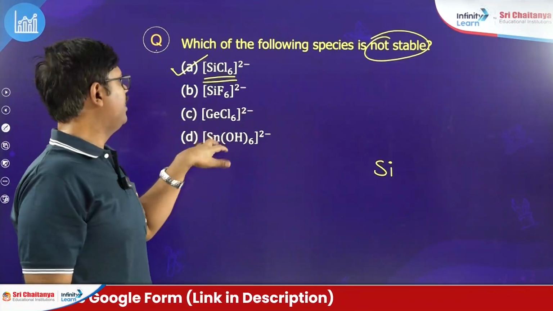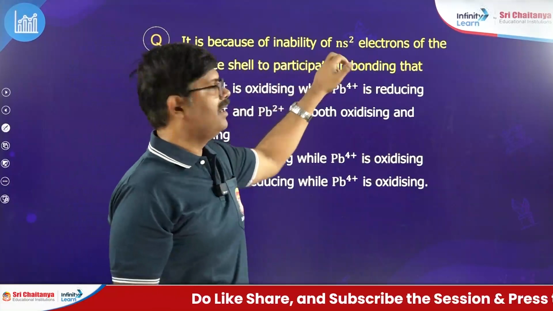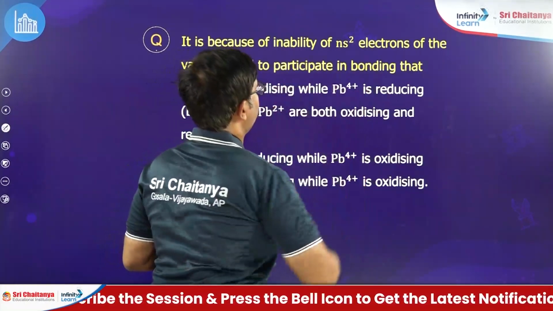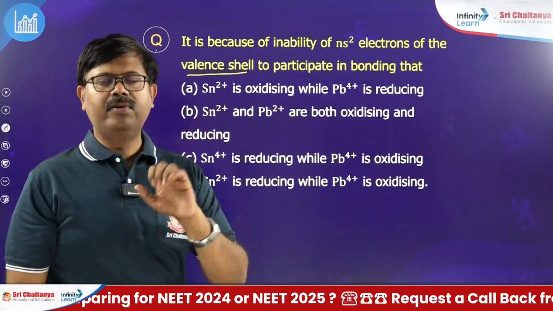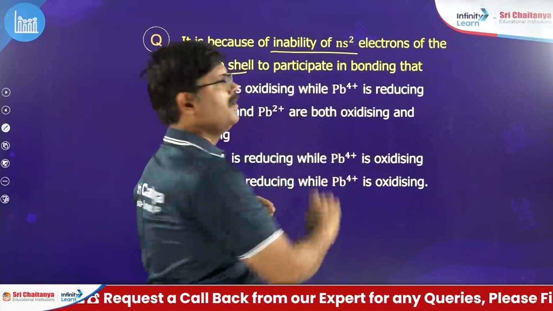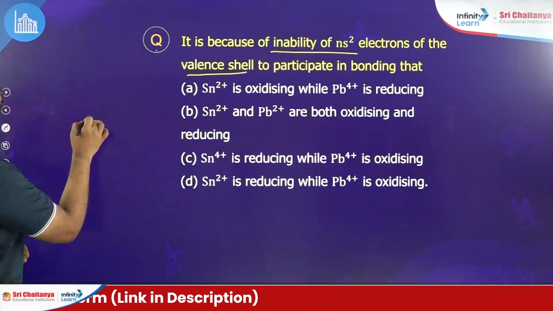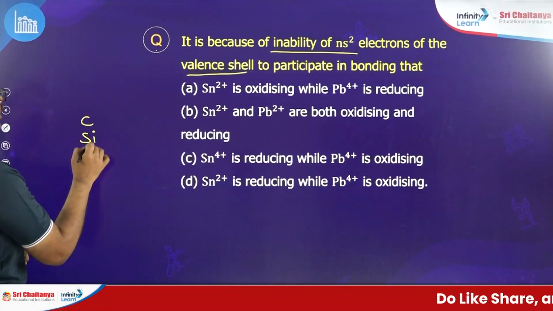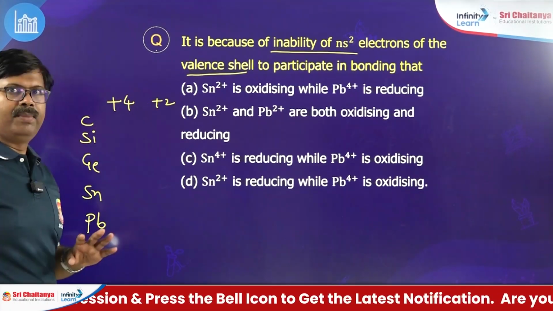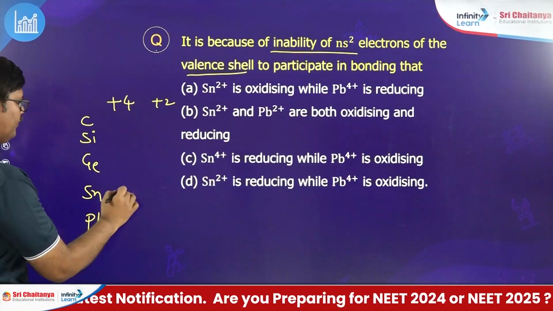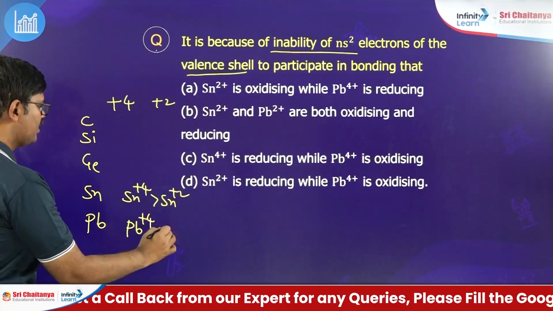Whereas in other cases, silicon, germanium, tin are bigger in size, so there is no problem accommodating the large chlorine atoms there. Next: because of the inability of ns2 electrons of the valence shell to participate in bonding. If you look at these options, all belong to group 14. In group 14, the inability of ns2 electrons to participate in bonding is called the inert pair effect. Because of the inert pair effect, which option is correct, they are asking. Carbon, silicon, germanium, tin and lead: in this group we see 2 oxidation states, +4 and +2. In germanium and tin, the +4 state is more stable than the +2 state, whereas in lead the +4 state is less stable than the +2 state.